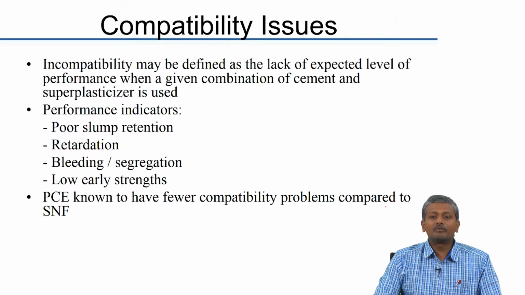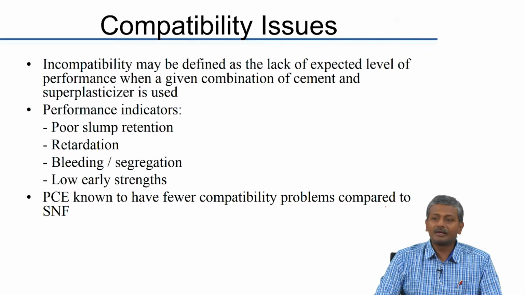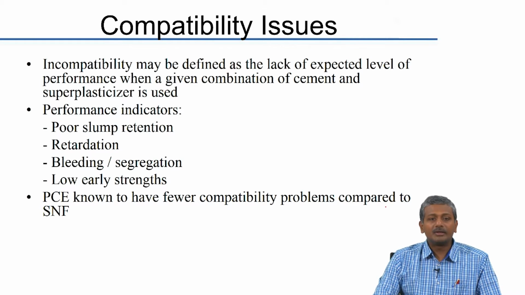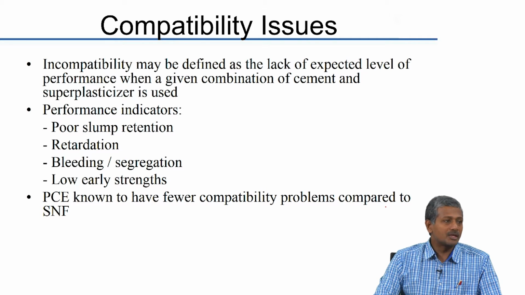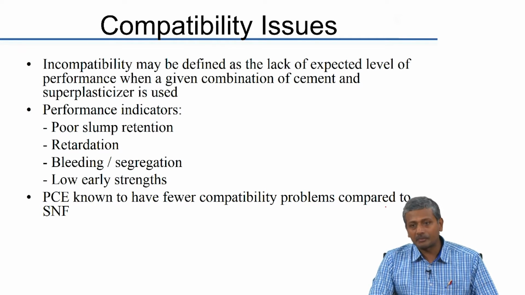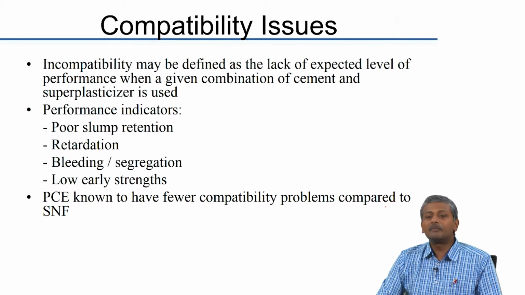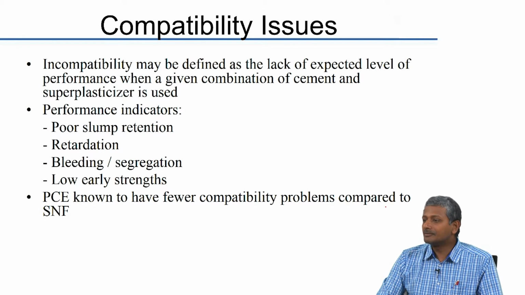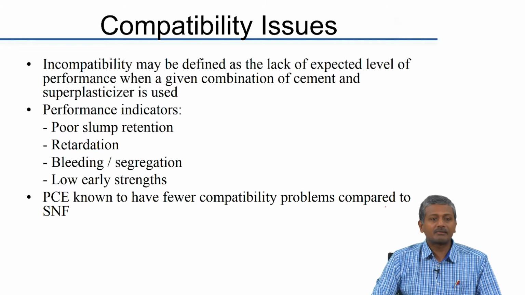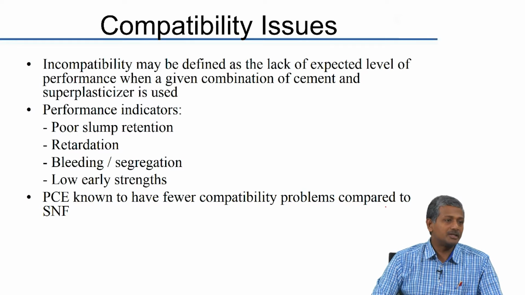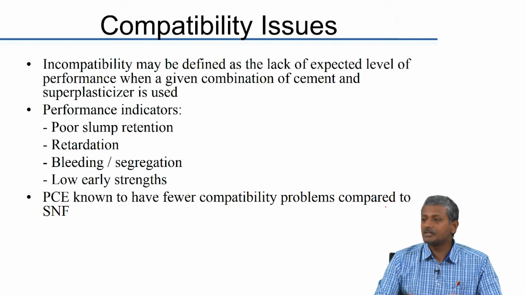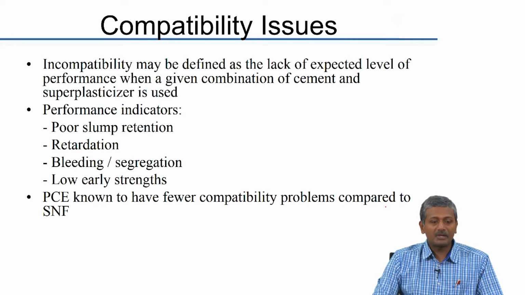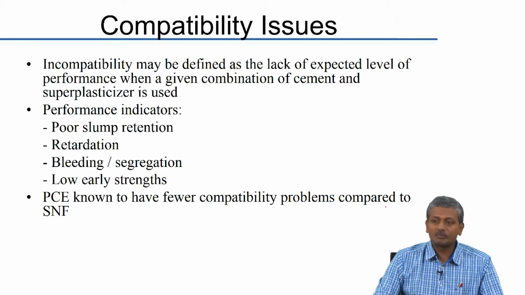Now, very often we deal with situations on the field where things do not go as planned, especially in the age where we have been using different types of chemical admixtures in concrete extensively, the compatibility problems have been on the rise. Now, compatibility here refers to the performance characteristic expected from a combination of cement and superplasticizer, or cementitious material and superplasticizer. Incompatibility may result in one or more of these kinds of performance indications.